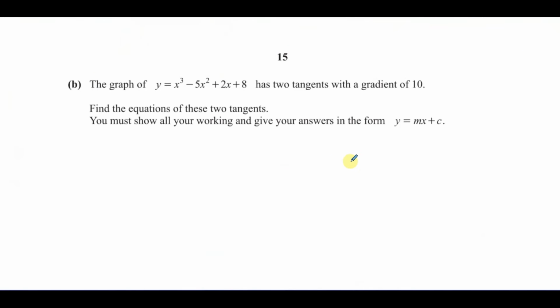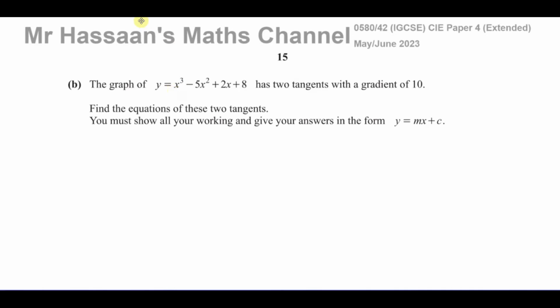It says a graph of y equals x cubed minus 5x squared plus 2x plus 8 has 2 tangents with a gradient of 10. Find the equation of these 2 tangents.